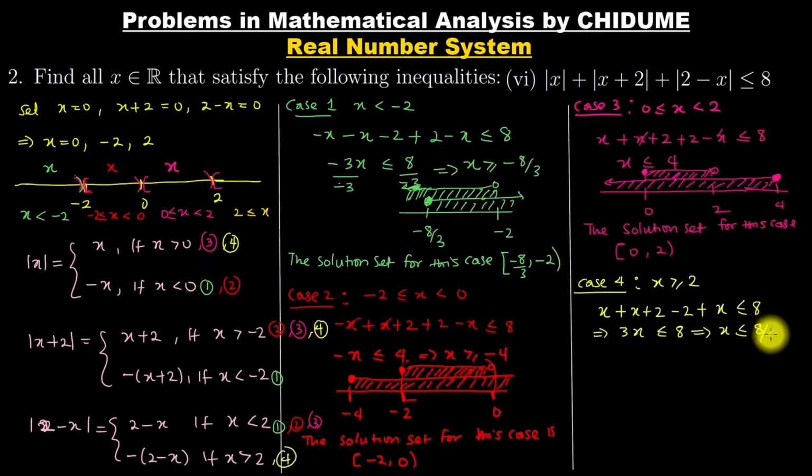8 over 3. And if I put this on the number line, here I have 2 and I have 8 over 3 here. So here x is less or equals to 8 over 3, so I have this interval here. And on the other hand, I have x to be greater or equals to 2, so I have this interval here.